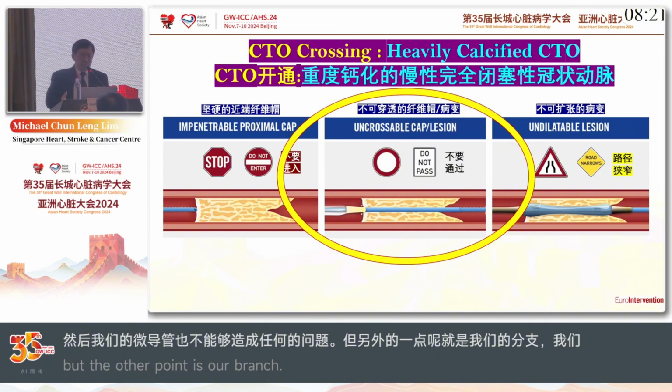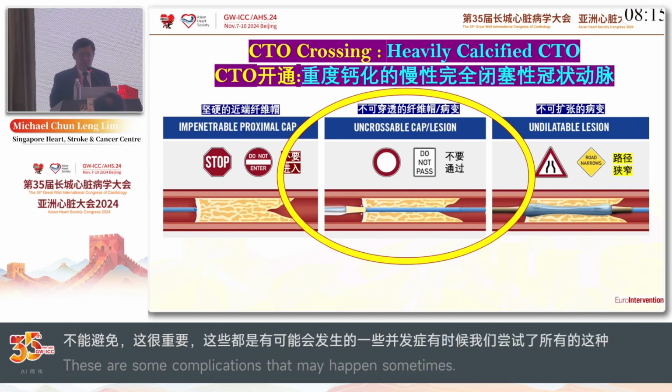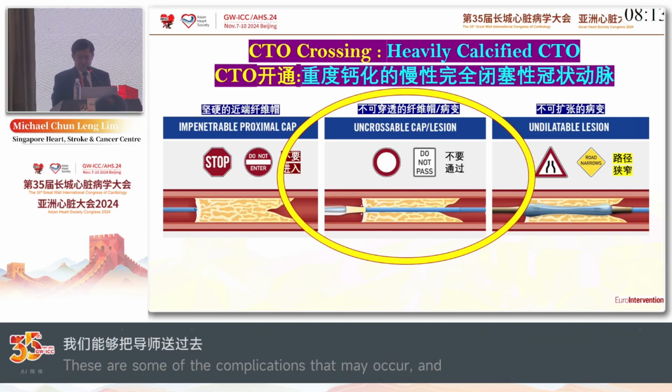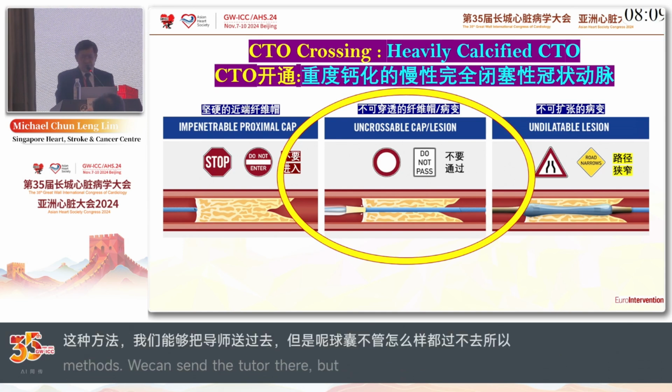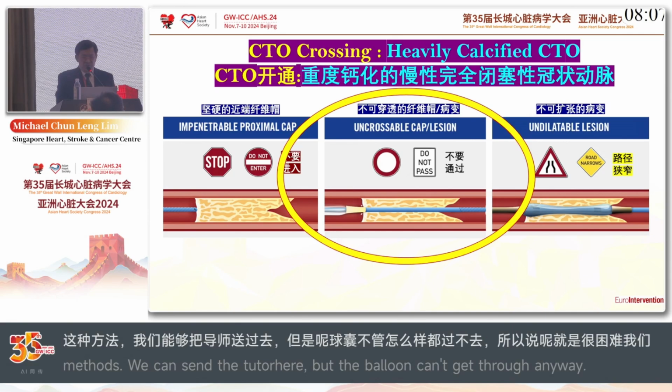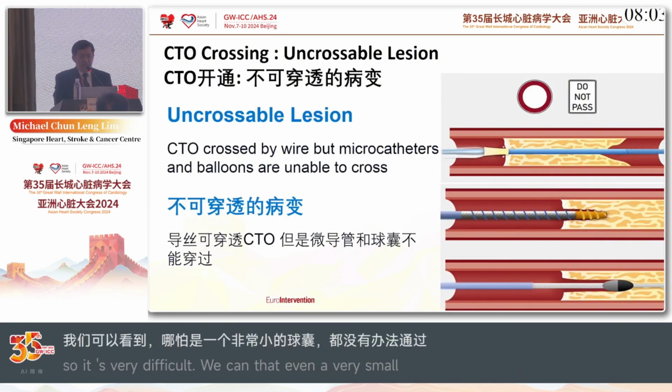Okay, so sometimes you've tried everything, this way, that way, but you manage to get a wire across, but hey, you cannot get your balloon across no matter what, and you've got quite a bit of difficulty in trying to put even a very low profile balloon across the lesion. So this is where your wire can cross, but even the microcatheter may not be able to cross.